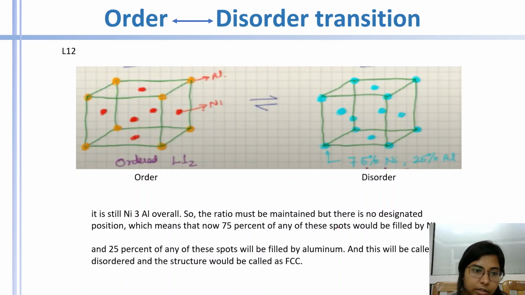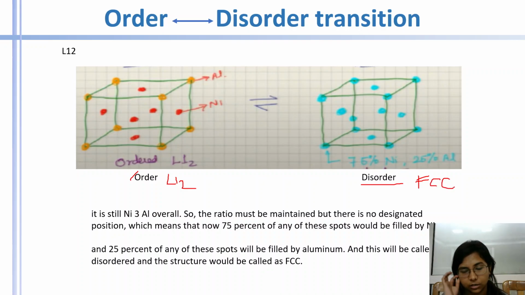So here it is still Ni3Al overall, so the ratio must be maintained, but there is no designated position. Now 75% of any of these spots would be filled by nickel and 25% of any of these spots will be filled by aluminum. This will be called the disorder, and this structure will be called FCC. So this is the ordered L12 structure and this is the disordered structure, which turns out to be FCC.